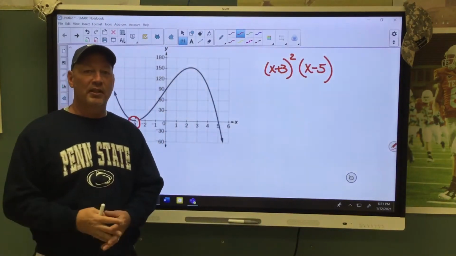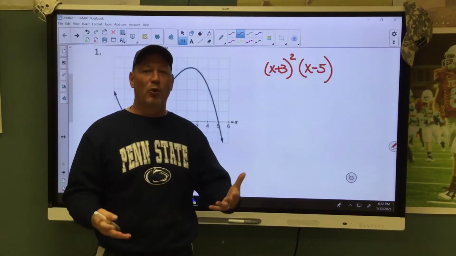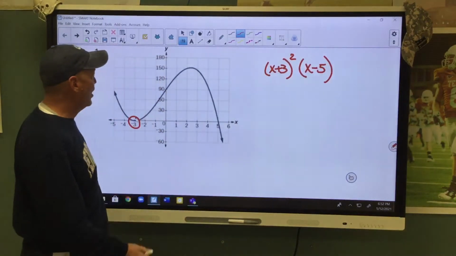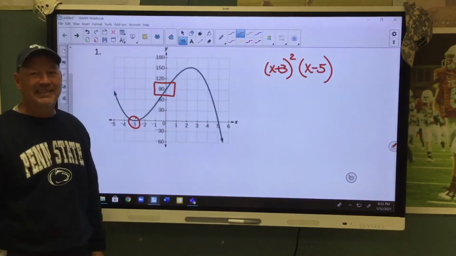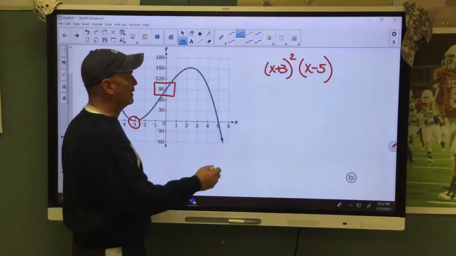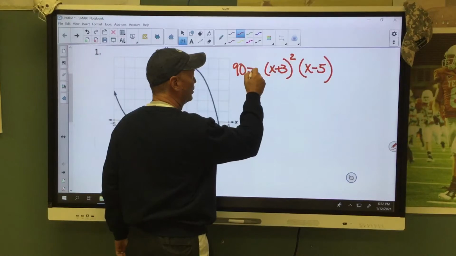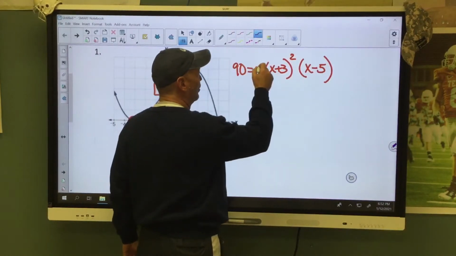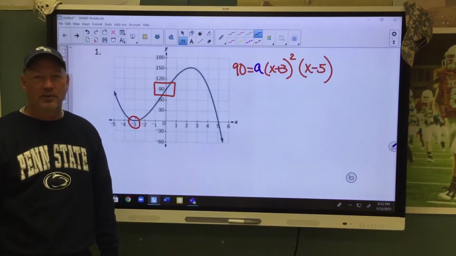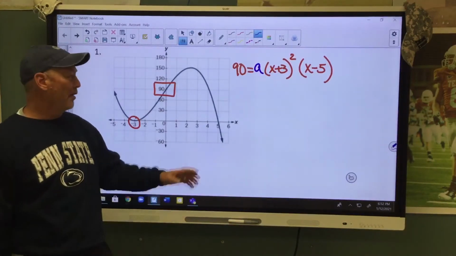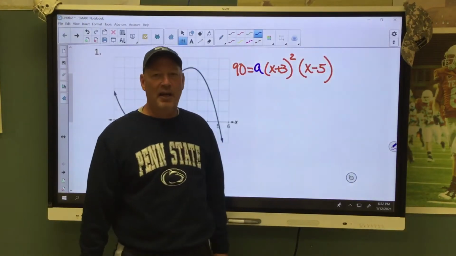Now the question is, how to write the entire equation. What are we looking for? Well, we know right here that our y-intercept is 90. So we're going to say 90, that's our y-intercept, equals, but what we do not know is that a value in front. That's how you find it. We know how most of the equation is going to go, but we have to determine our a value.